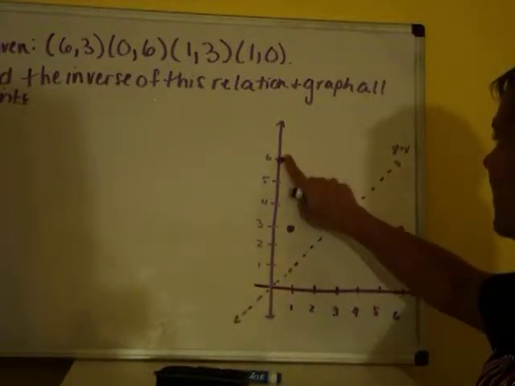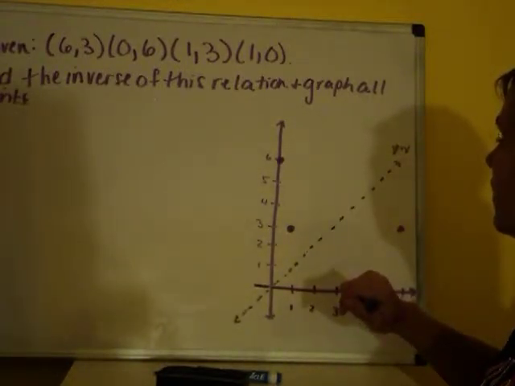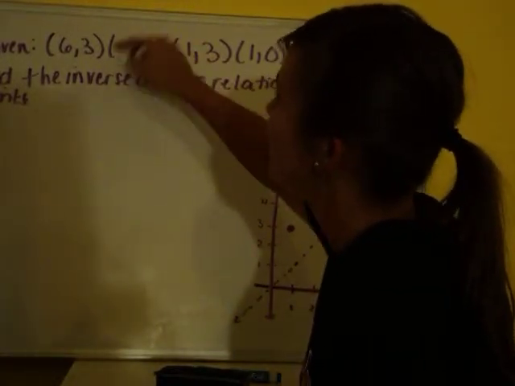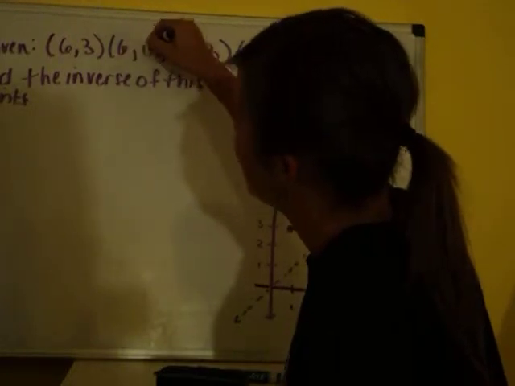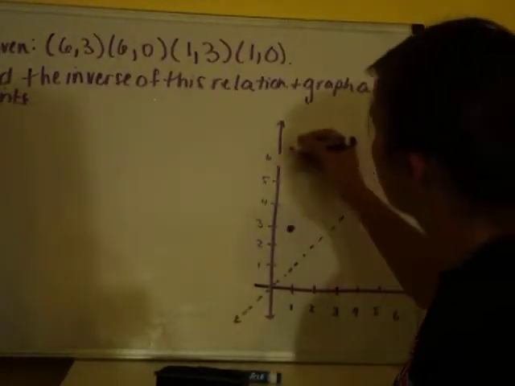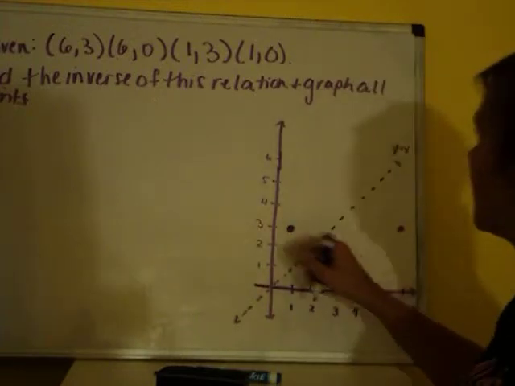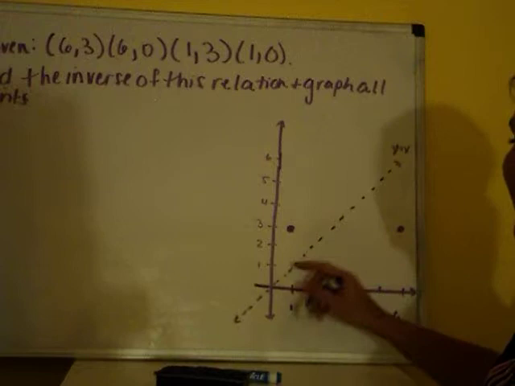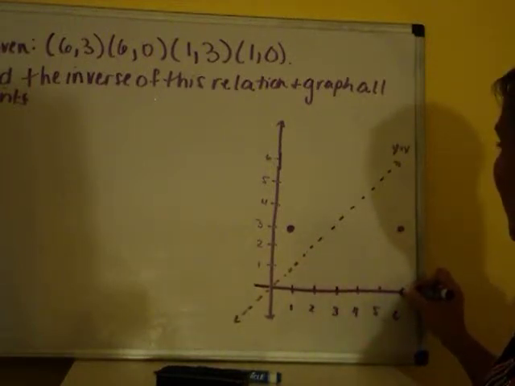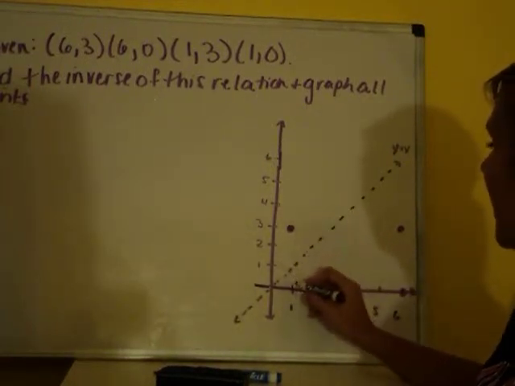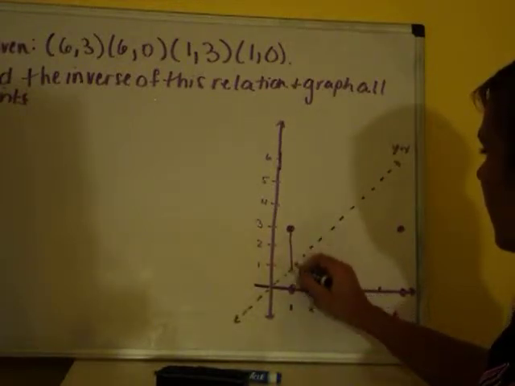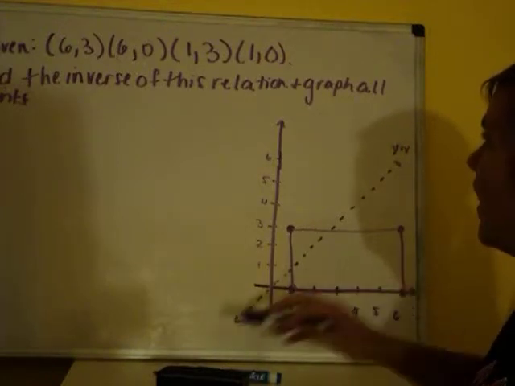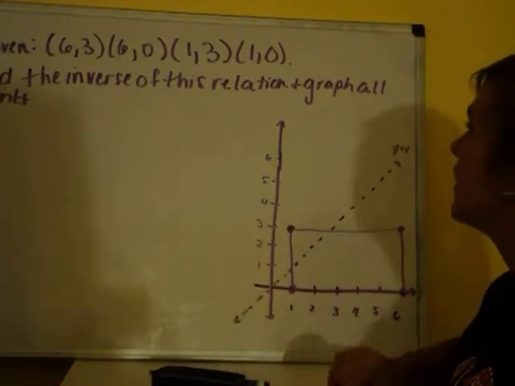and, oops, wait. I messed up the example. This is supposed to be (6, 0), my bad. Okay, and rewind. We have (6, 3), (6, 0), (1, 3), and (1, 0). Okay, we are making this very nice rectangle. Okay, now our job is to find the inverse and graph it.